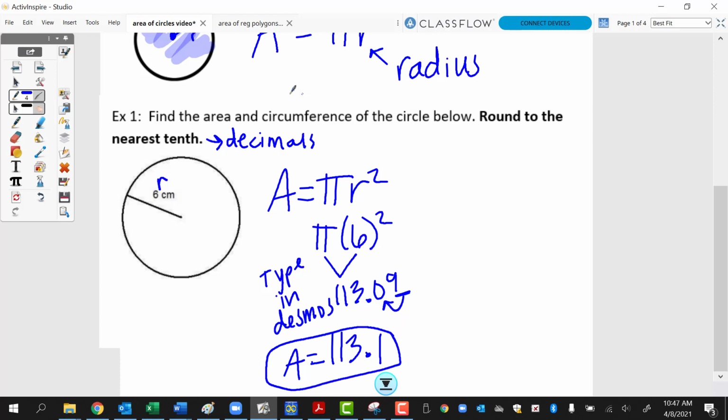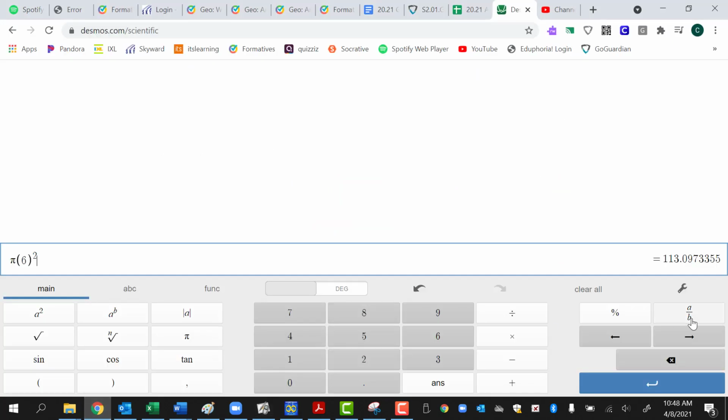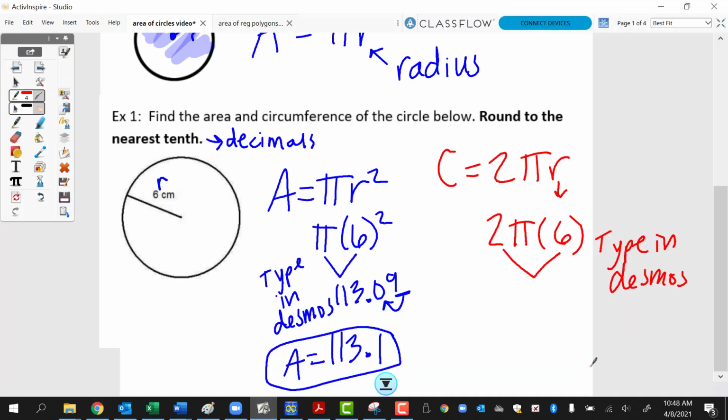Great. For circumference, we're going to write down our circumference formula. So C equals 2 pi r. Again, r is still 6, so we plug it in right there. So we have 2 pi times 6. We type all of it in Desmos. Great, let's type it. I'm typing it just like it looks. So here we go. Enter. So we have 2 pi parentheses 6, close parentheses. We get 37.699. So we're going to write that down.